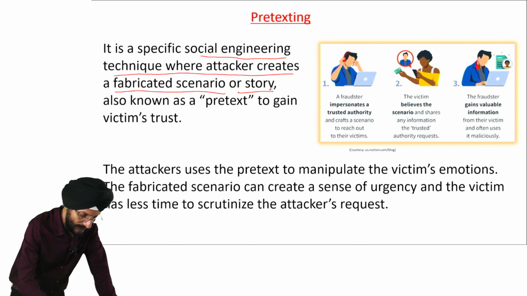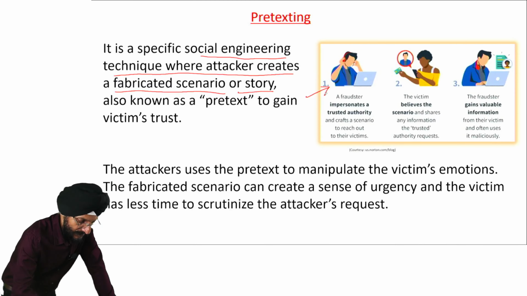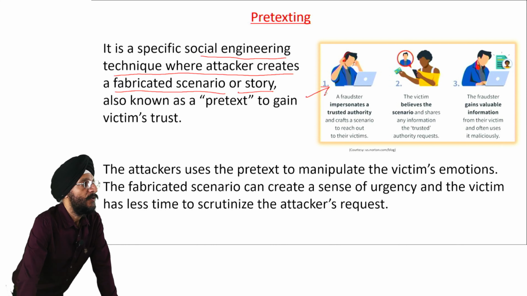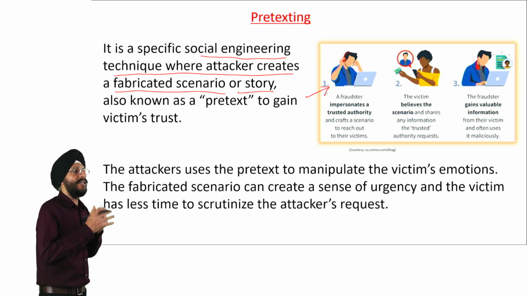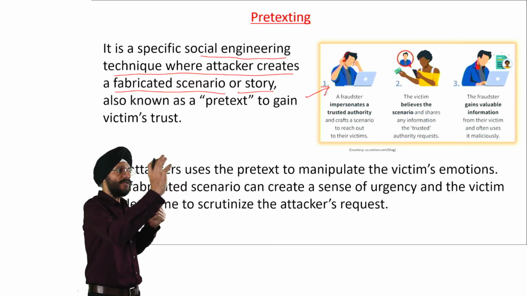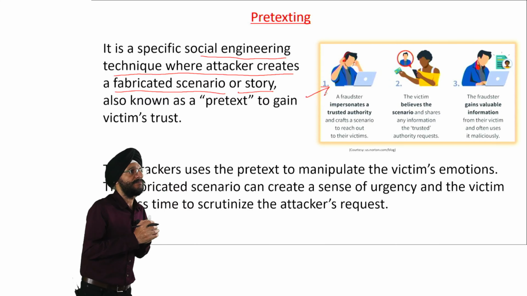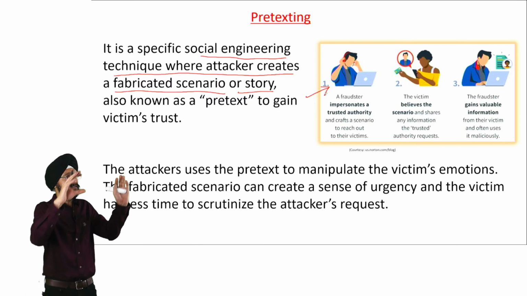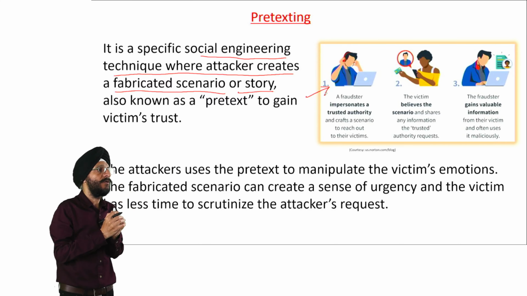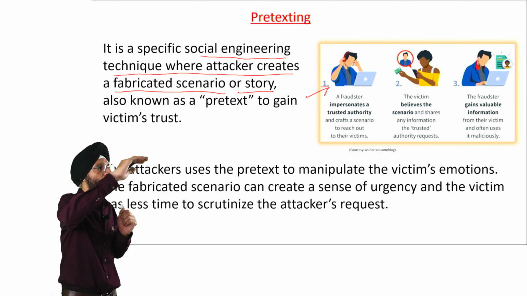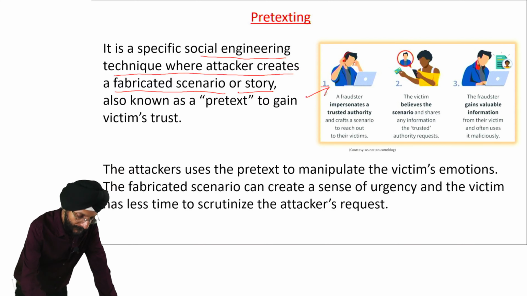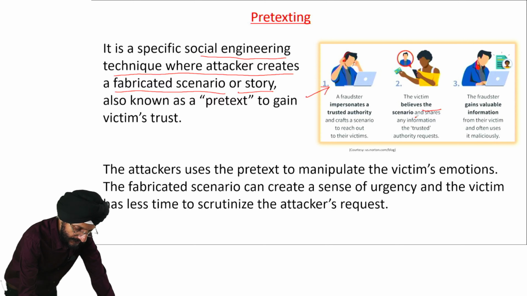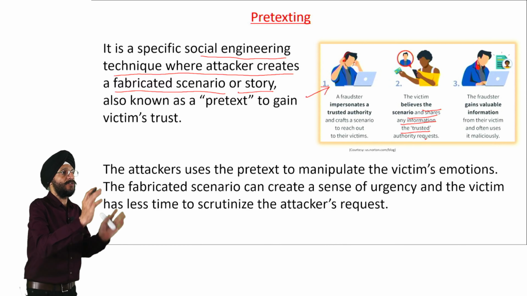In this picture you can see that a person who is in fact a hacker impersonates someone from some trusted authority, and he creates a fabricated scenario and reaches out to his victim. The victim believes the scenario and shares the information the trusted authority requests.